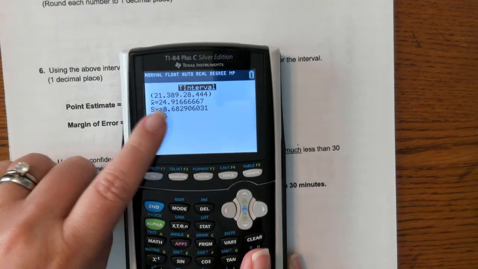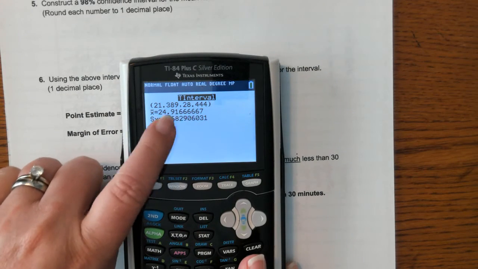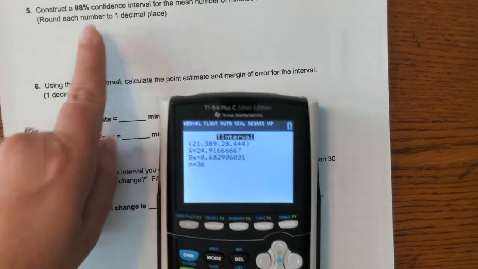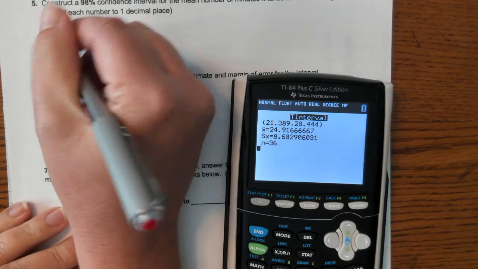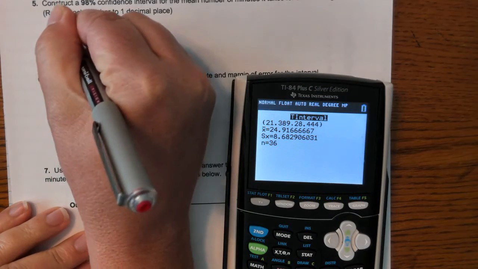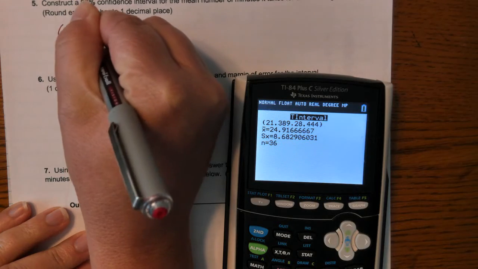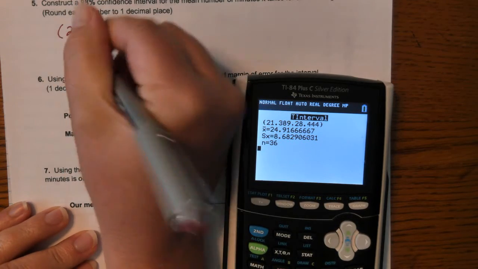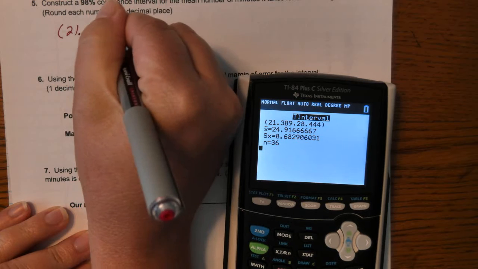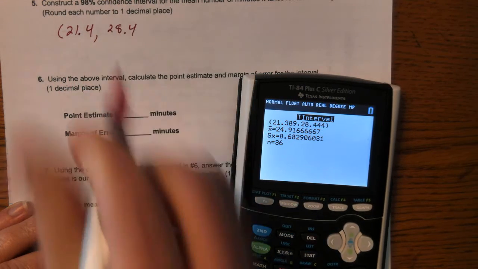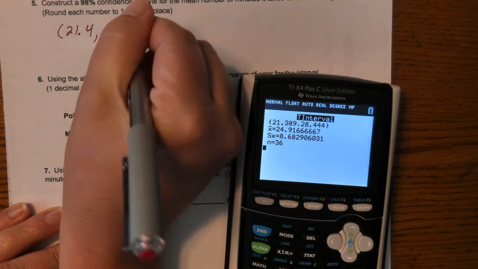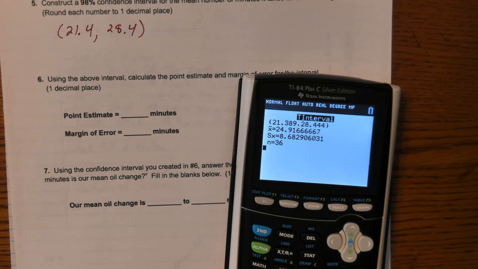Remember, what comes out will be your confidence interval. They've given us quite a few decimals here. They specifically tell us for our answer to round to 1 decimal place. So I'm going to say 21.4 if we round to 1 decimal place, up to 28.4 if I'm rounding to 1 decimal place here. That's my confidence interval. Okay?